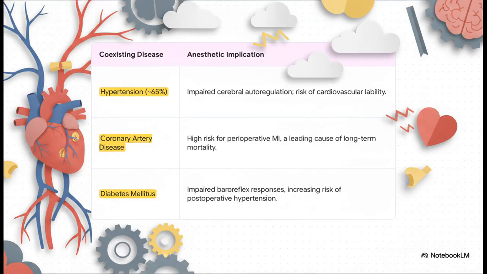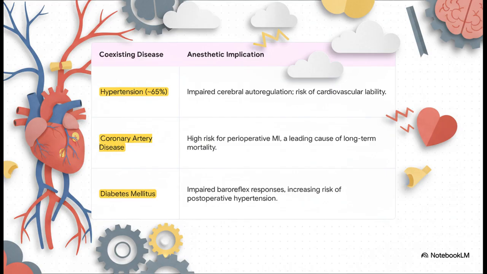Our patients for this surgery are almost never simple. They are a complex constellation of comorbidities because atherosclerosis is a systemic disease. If they have plaque in their carotids, you can bet they have it in their coronaries. Hypertension, which we see in about 2/3 of these patients, chronically shifts their cerebral autoregulation curve to the right. What that means is their brain is way less able to protect itself from swings in blood pressure, which makes our job even more critical.